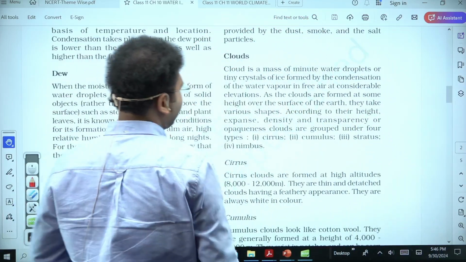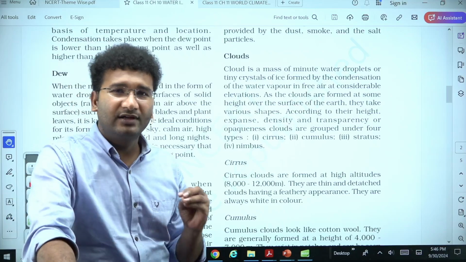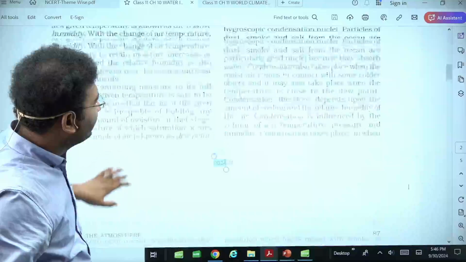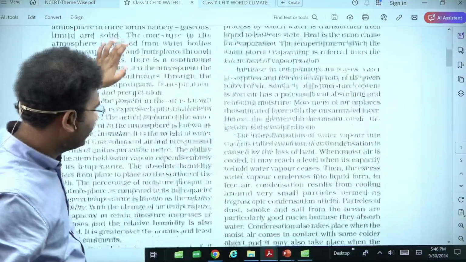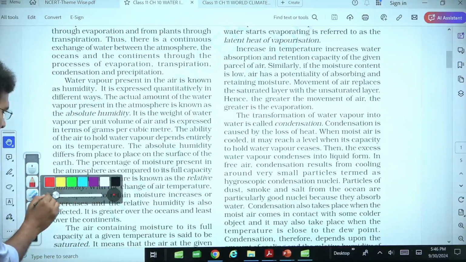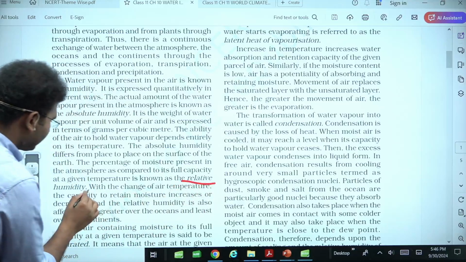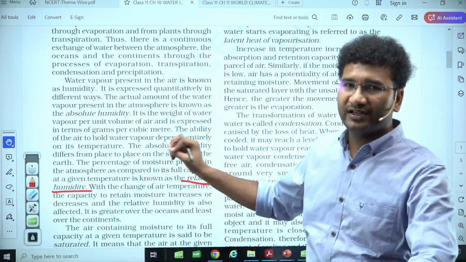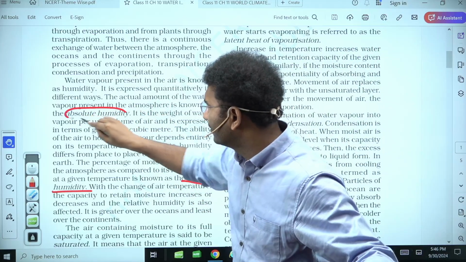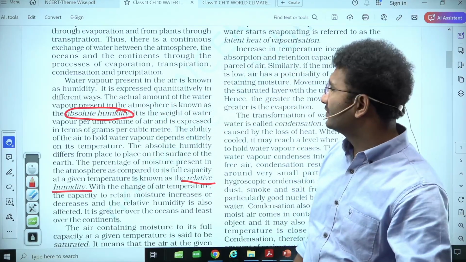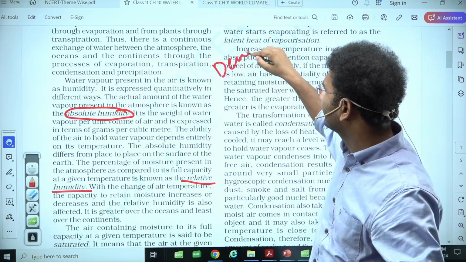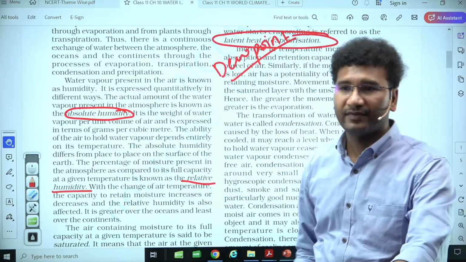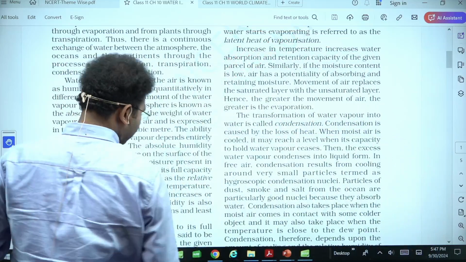And this precipitation is possible only when the air is saturated. Now for the first time, you are introduced to some definitions, such as the term relative humidity, which is written in your NCERT, and many students have problems understanding these topics. So I'll make it very, very simple for you. What is relative humidity, what is absolute humidity, what is dew point, and what is the latent heat of vaporization? These are a few aspects that you need to learn.